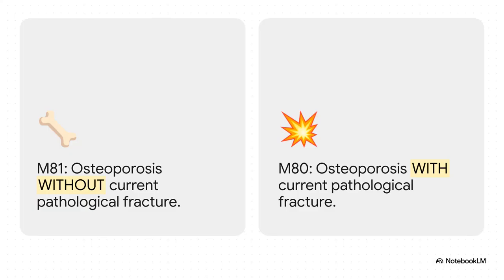Now, what's really interesting is how highly tested this gets with osteoporosis. If an osteoporosis patient fractures a bone from a minor fall, that's considered a pathologic fracture. The trap? Never, ever report a traumatic fracture code for this. You have to use the M80 series, which requires an exact site identifier. M81 is strictly for osteoporosis without a current fracture.